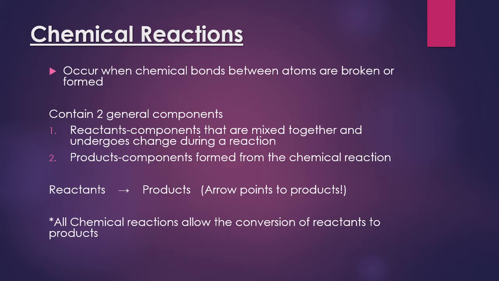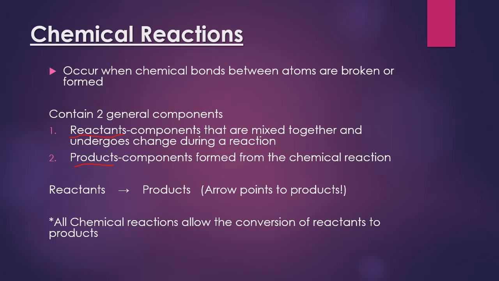So chemical reactions contain two general components. First, the reactants. The reactants are the components that are mixed together. It's what you put in the flask. So if you're going to do a chemical reaction, it's what you're tossing in. What the products are then is what you're getting out of the flask when you're done. What was made? What's the final product?